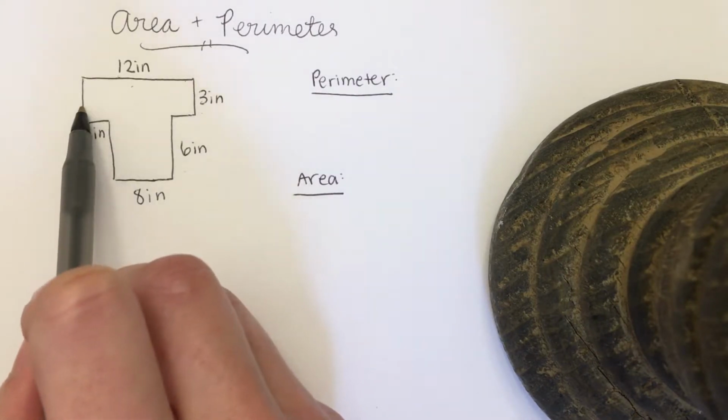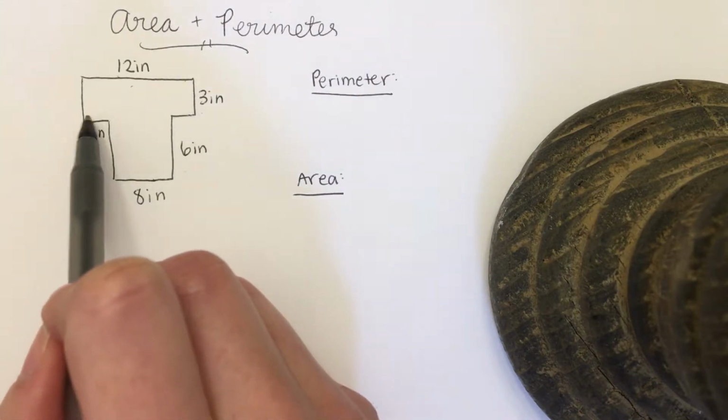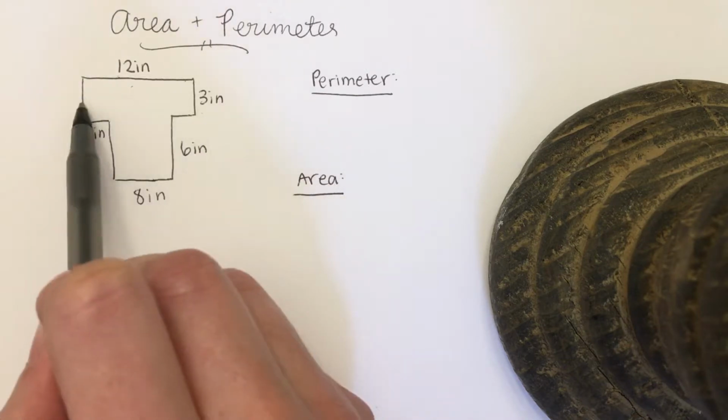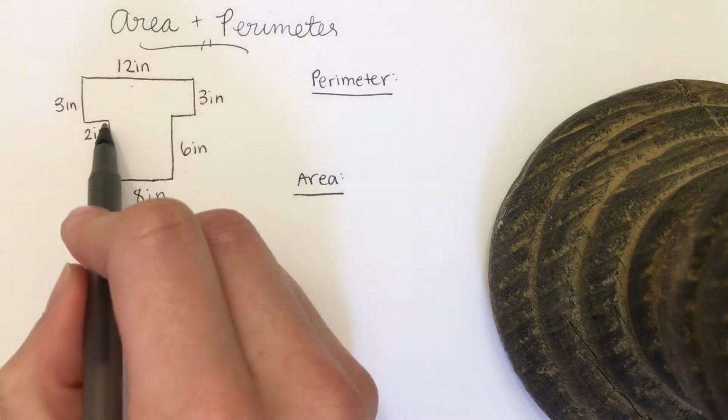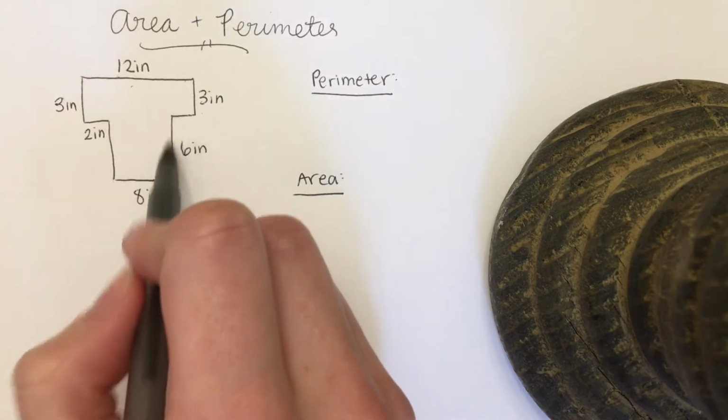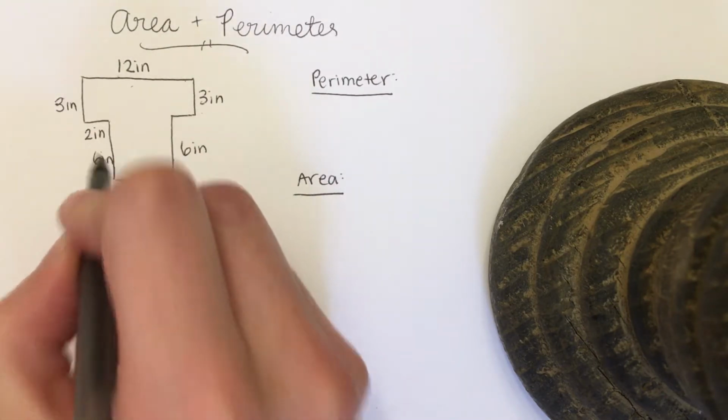If I take a look at this side, now of course I did not draw this to scale, but ideally we would see that these two sides here are the same. So this one would also be 3 inches. Same right here, this side going up and down is going to be the same length as this side. So this side here is going to be 6 inches as well.